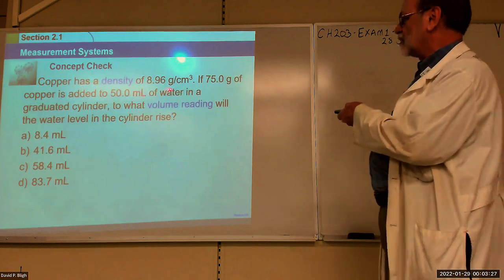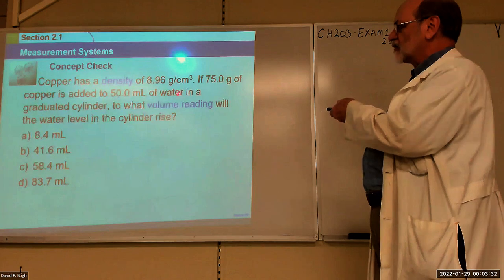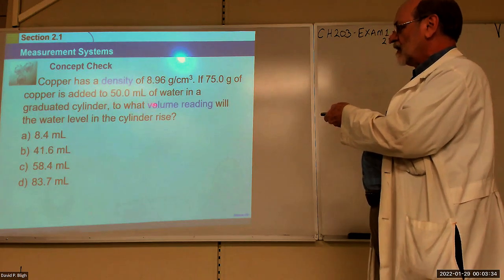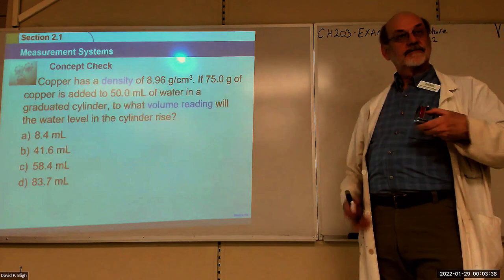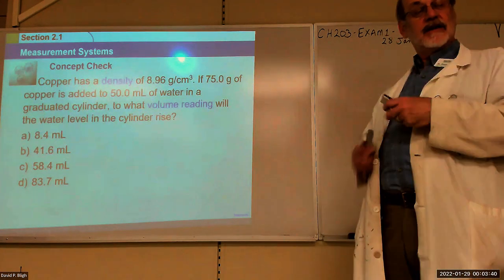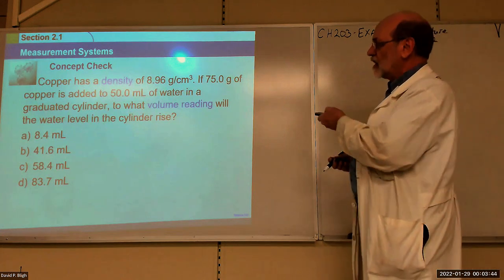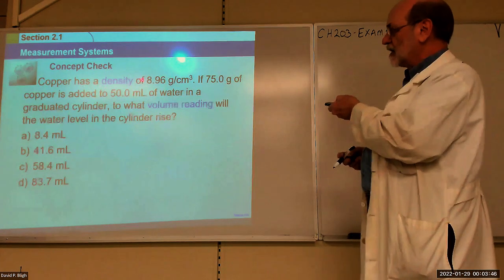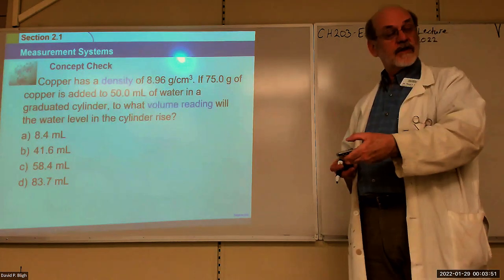Here's the density of copper. 75 grams of copper is added to 50 milliliters of water in a graduated cylinder. What's the volume reading in the cylinder? Right. This is a multi-step problem. You want to know what the volume of the copper is because the final volume is going to be 50 plus the volume of the copper.